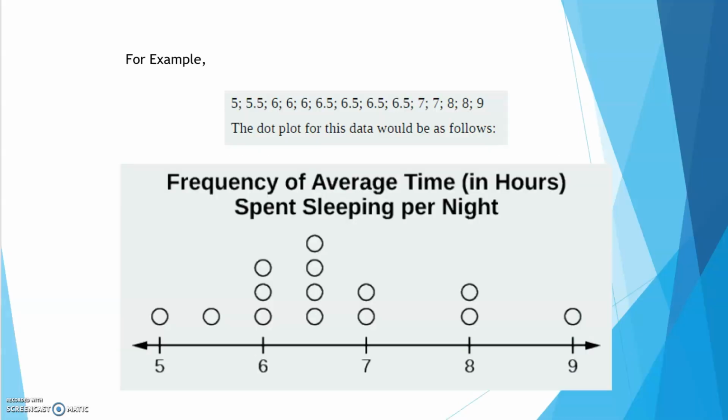Okay, so here is our dot plot. So notice here's our data set right here. I've got 1, 5, so 1 dot over 5. 1, 5.5, so 1 dot over 5.5, halfway between 5 and 6. I've got 3 6s, so I've got 3 dots here. I've got 4 6.5s, so 4 dots here. Okay, and all this shows is frequency, just like the stem and leaf plot.